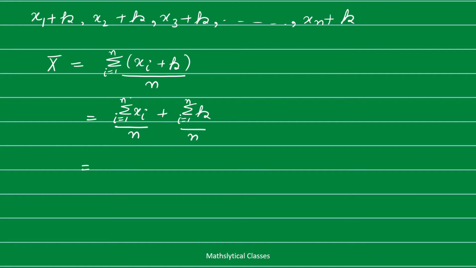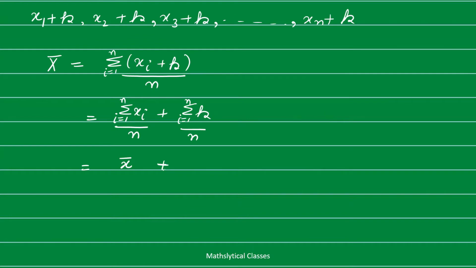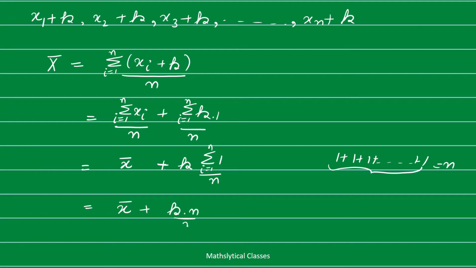Now what is this? This is again the mean from equation number 1. You can see equation number 1. This is equal to x bar plus, what is this? k is independent of summation, so k can be taken outside the summation. That means we are adding 1 n times. 1 plus 1 plus 1 and so on to 1, n times, this sum will be equal to n, right? So this is equal to x bar plus k into n divided by n. n and n get cancelled, so it's equal to x bar plus k.